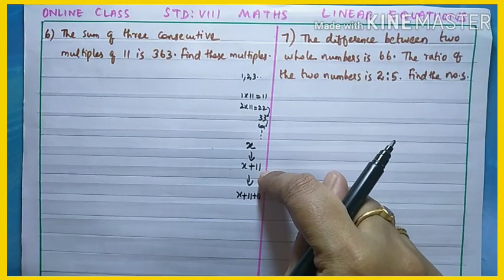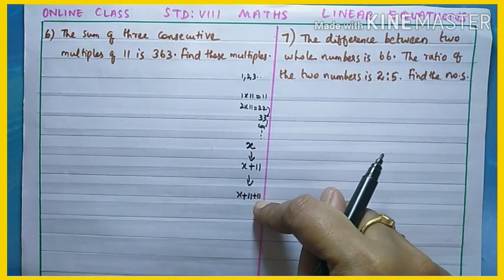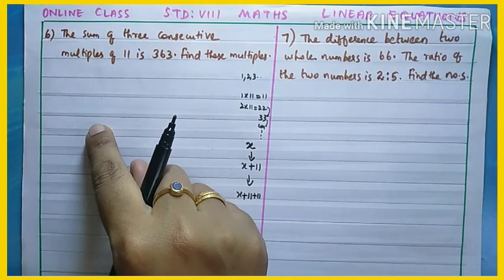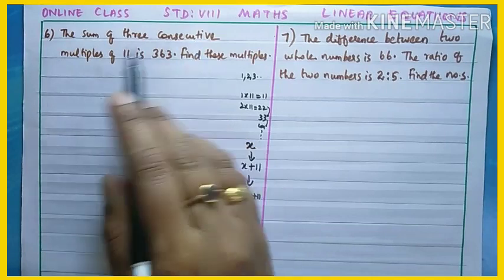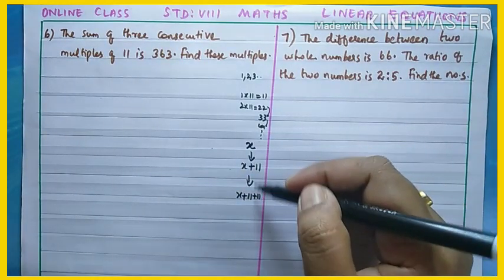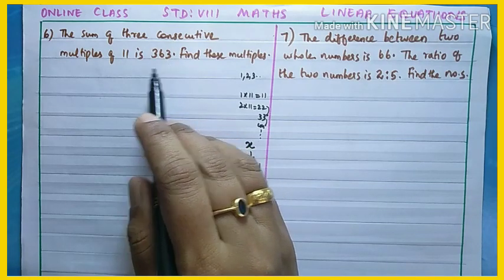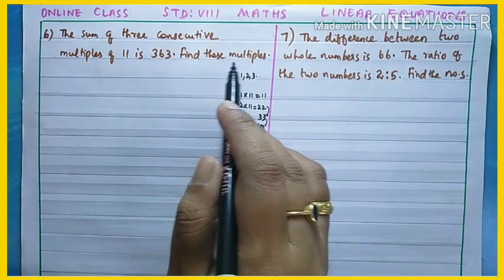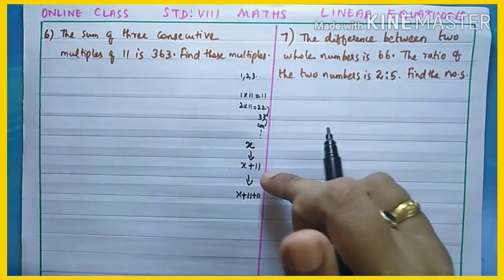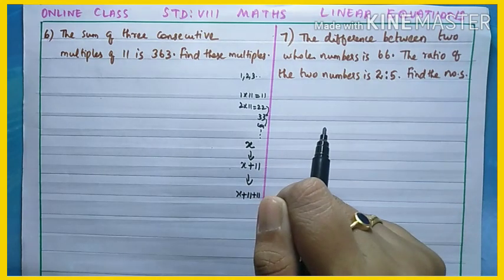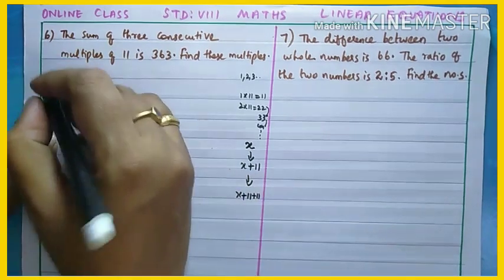And the third multiple, how are you finding it? With the second answer you want to again add 11. So only 3 numbers we need here. And what is told about these 3 numbers? The sum of 3 consecutive. When you add these 3 numbers, what is the sum? 363. So using this relation, you want to find these multiples. Find these multiples means you want to find out what is x and what is this second multiple, what is this third multiple. So shall we do the answer? Okay. So solution start.